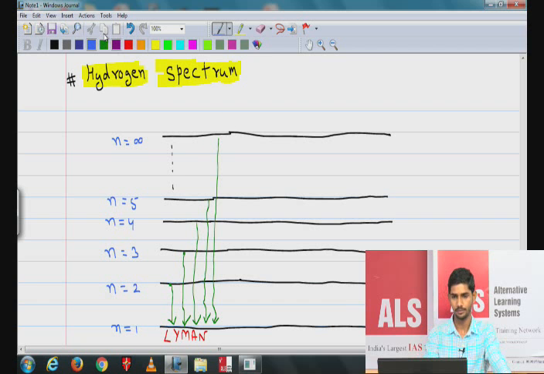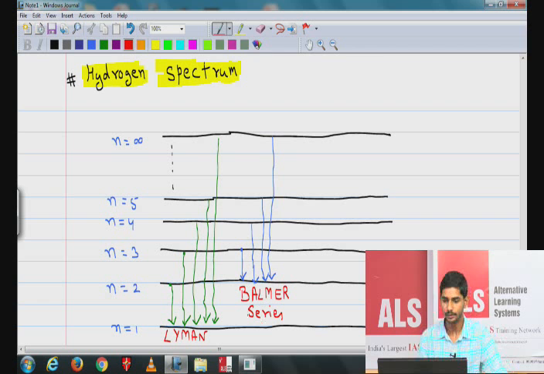Similarly, let's take a look. If I say the electron starts its transition from the third orbit but finally goes to the second, for example, it starts from fourth and goes to second, it starts from 5 but goes to second, it starts from infinity but finally lands on the second. See, if this happened, then we will say it is a part of the Balmer series. B-A-L-M-E-R. This is your Balmer series.